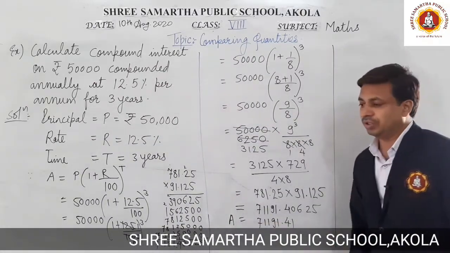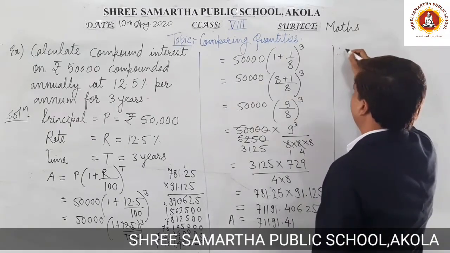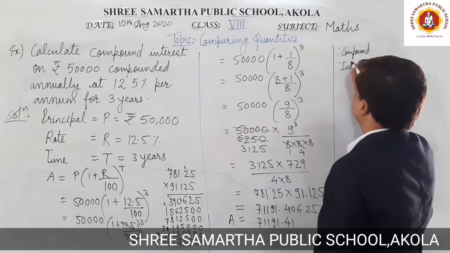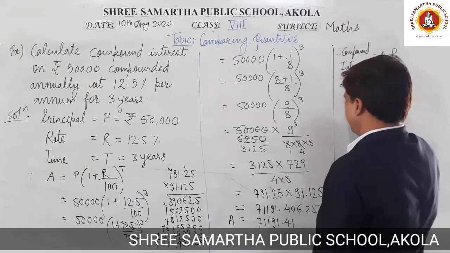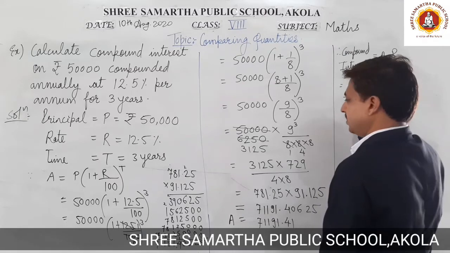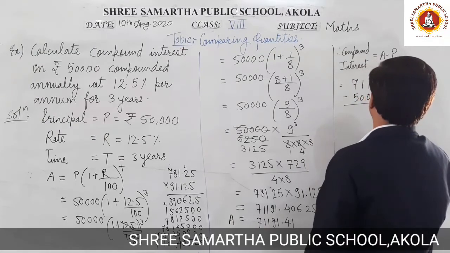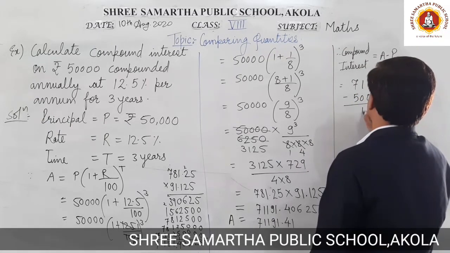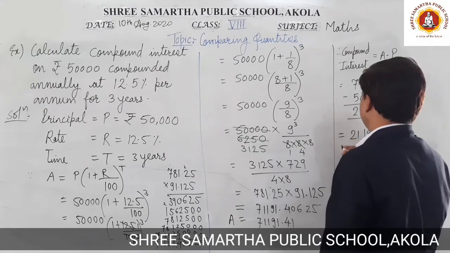Now we have got the amount. After getting the amount, now we will calculate the compound interest. Therefore, compound interest is equal to amount minus principal, and that is 71191.41 minus 50,000, which is equal to 21,191.41 rupees.